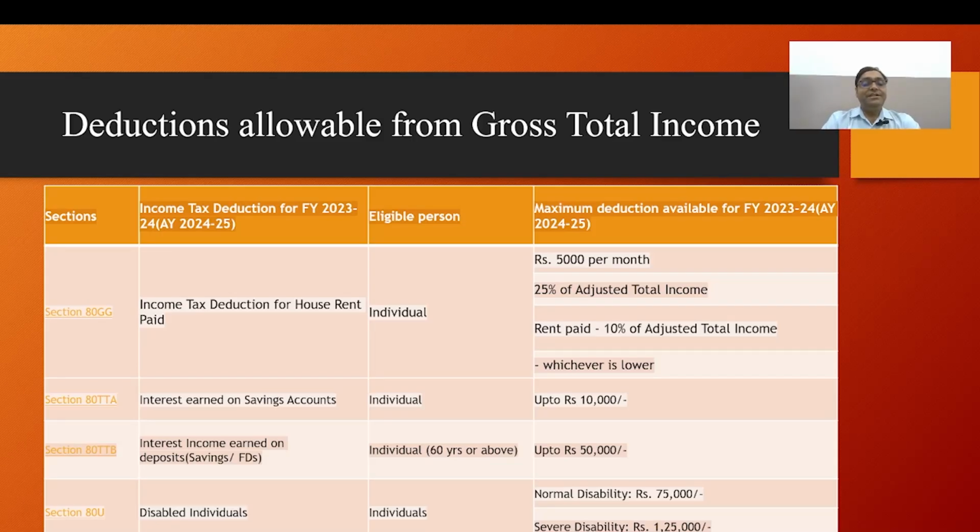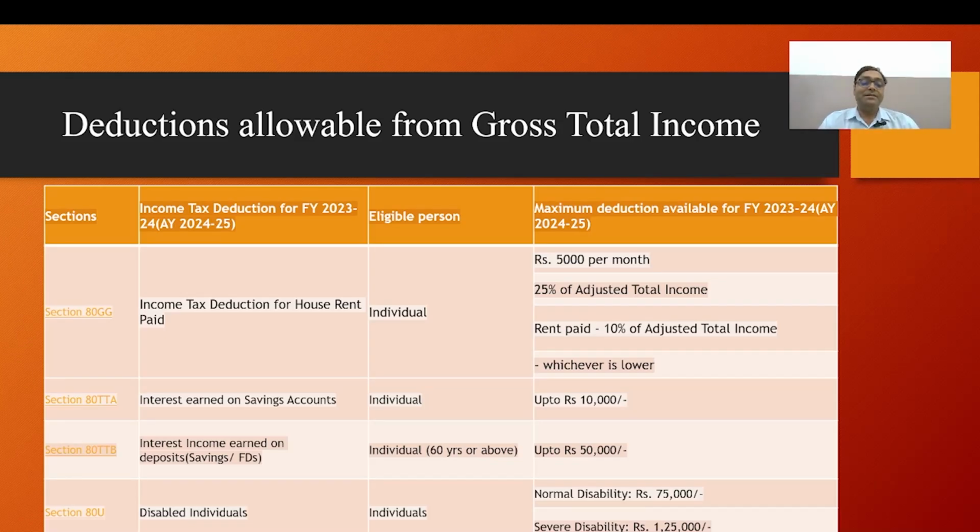Section 80TTB. We have already discussed section 80TTA. Now we will discuss section 80TTB, interest income earned on deposits, savings and FD. It applies to an individual person who is more than 60 years old. Here we consider a senior citizen if he is 60 years or more, up to 50,000 rupees. Beyond that, it will be taxable.